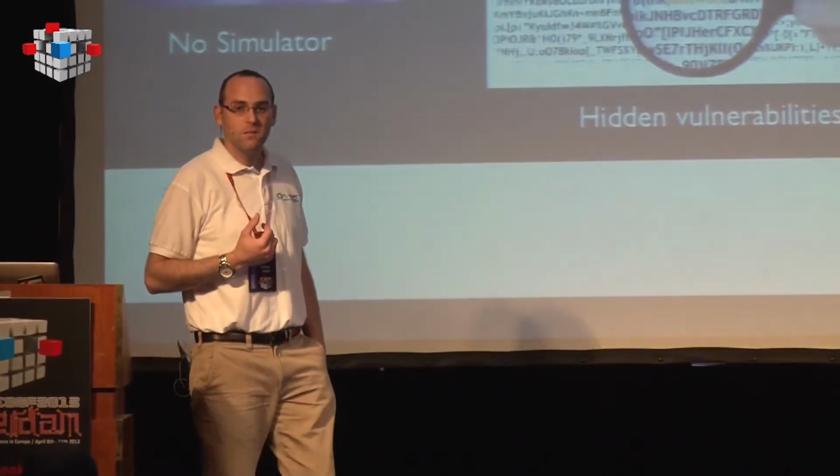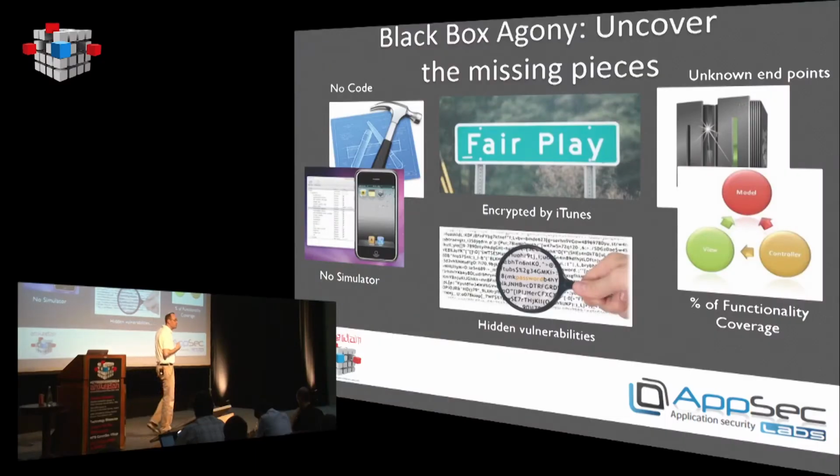Did I cover all the fields? Did I cover all the functionality? Maybe there was an administrator functionality that's hidden for a specific pre-encoded user. Maybe there are several other functionalities that I'm unaware of because I didn't know how to trigger them. I didn't know how to cover these areas.